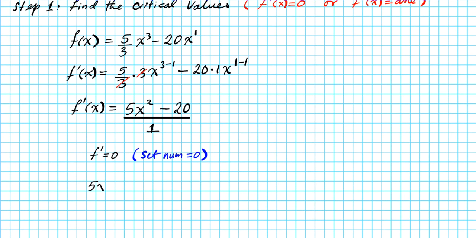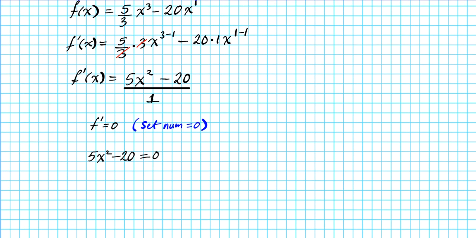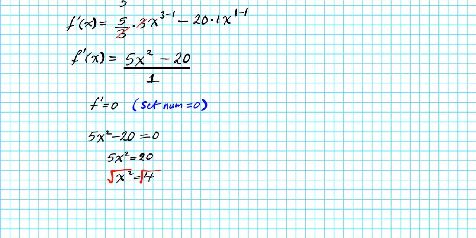You take 5x squared minus 20, set that equal to 0, and we'll just solve. So we have a quadratic equation here, and we can solve this by isolating x using the square root property. So let's start. We can add 20 to both sides, so you have 5x squared equals 20. Divide both sides by 5, you have x squared equals 4. Then you take the square root of both sides, and you're left with x equals, don't forget, plus or minus, okay, plus or minus 2. Those are your critical values when we have a horizontal tangent or when f prime is equal to 0.